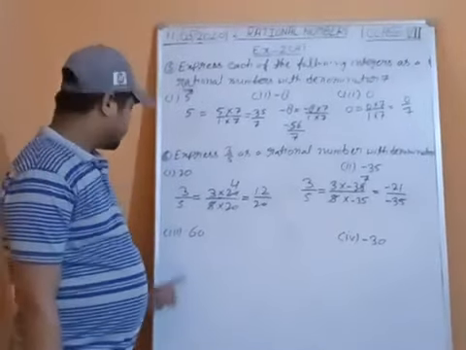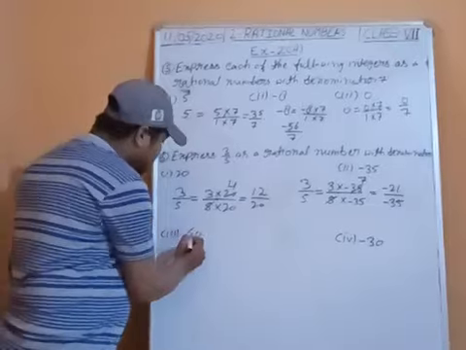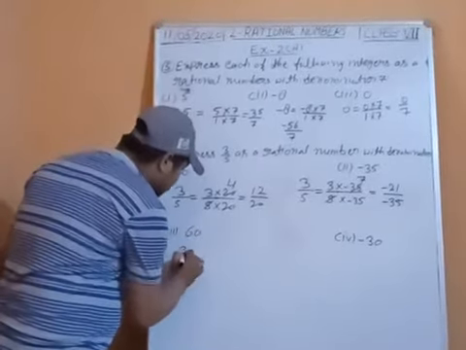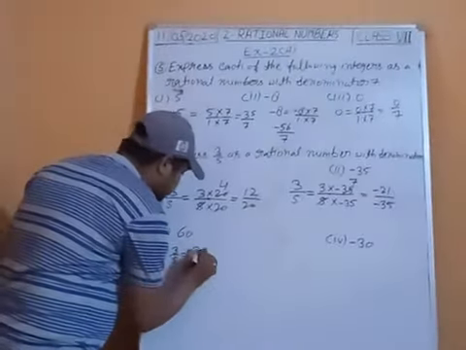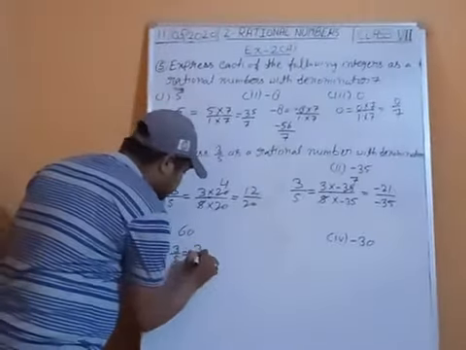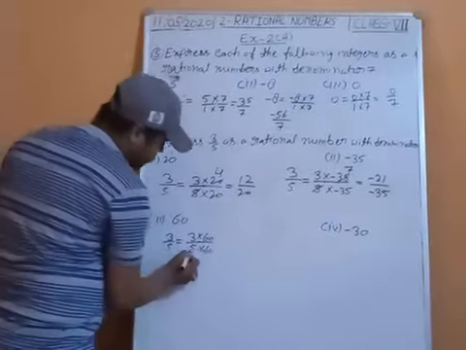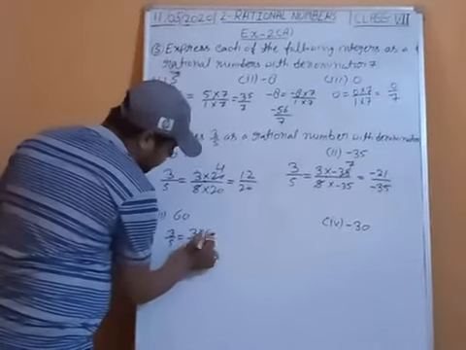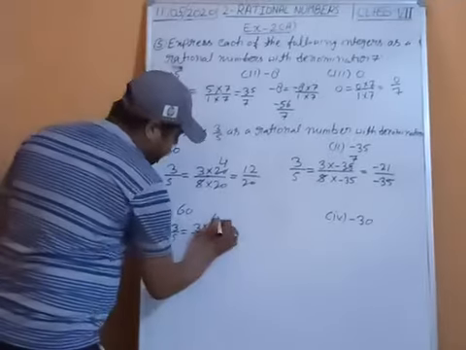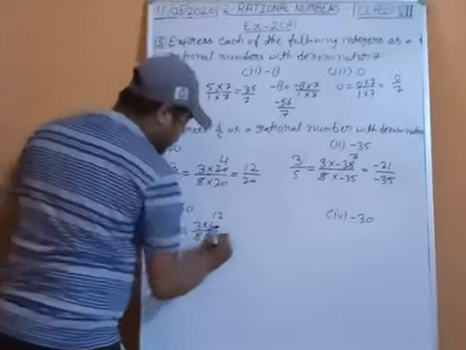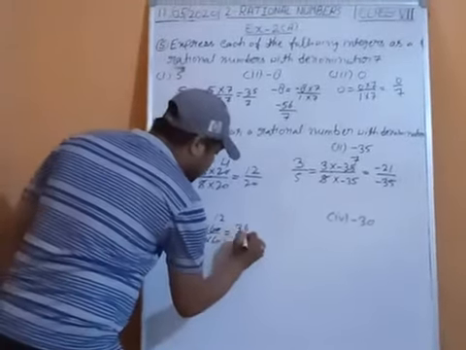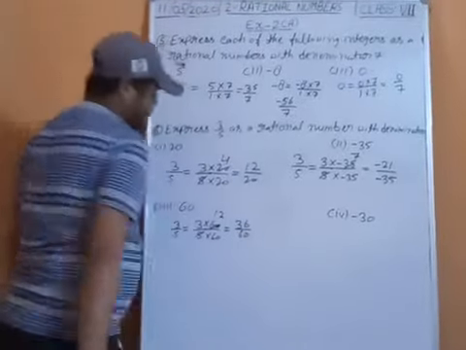In the third part, we have to convert into 60. So 3 upon 5 multiplied by 60 and by 60. We will not touch this 60. We can divide: 5 1s are 5, 5 2s are 10, we get 12. So 12 3s are 36 upon 60.